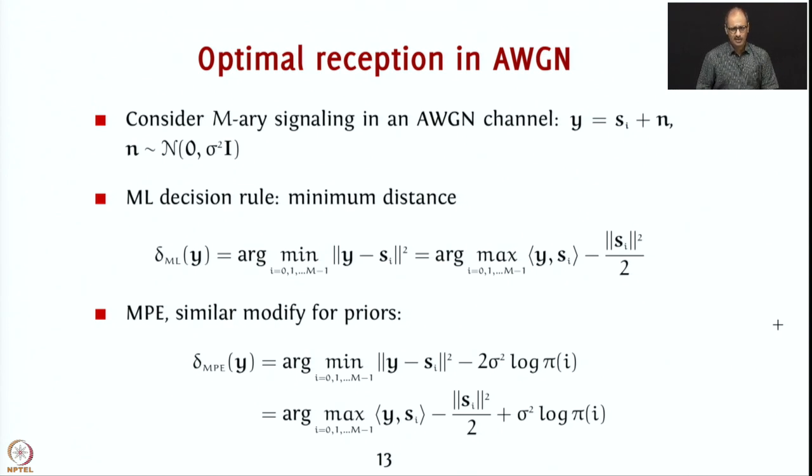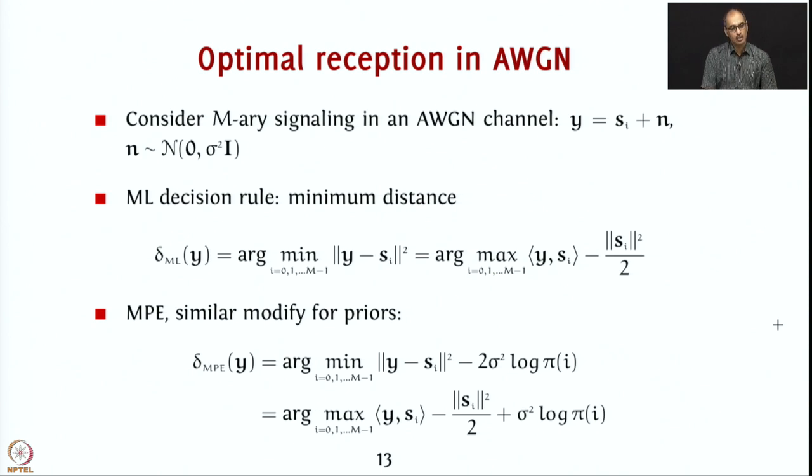Now let us briefly look at optimal reception in the context of AWGN channels. We are now performing M-ary signaling in an AWGN channel. So you have Y is SI plus N, and N is, as we just discussed, a random vector with zero mean and identity covariance, of course, identity multiplied by sigma square.